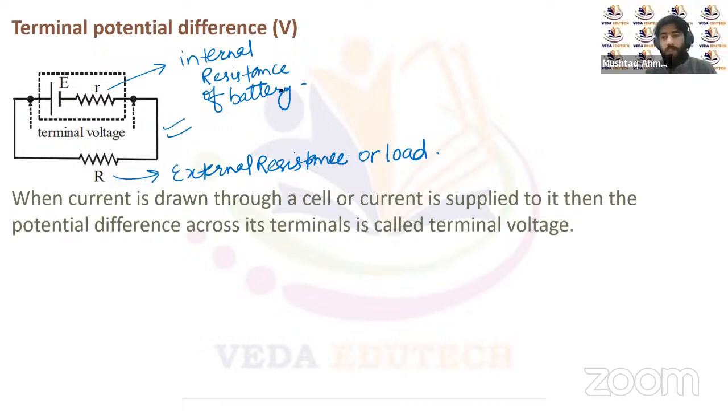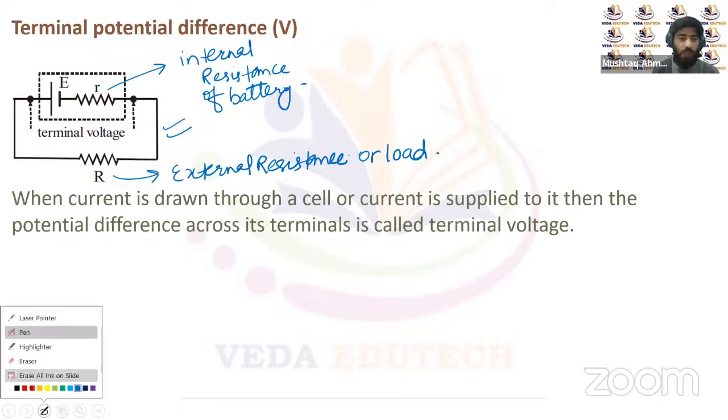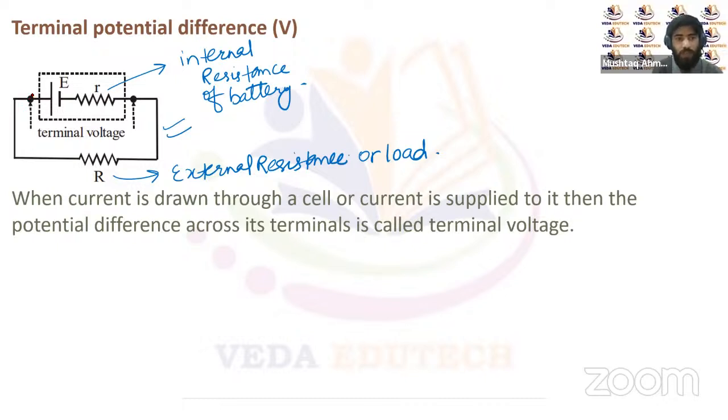So the EMF of this battery is E. This is the maximum potential difference when there is no current flowing through the circuit. But now when the current flows through the circuit, what will be the potential drop across these two ends? That potential drop across these two ends when the current starts flowing through the circuit, we call it the terminal potential difference, when we are considering the internal resistance of a battery as well.